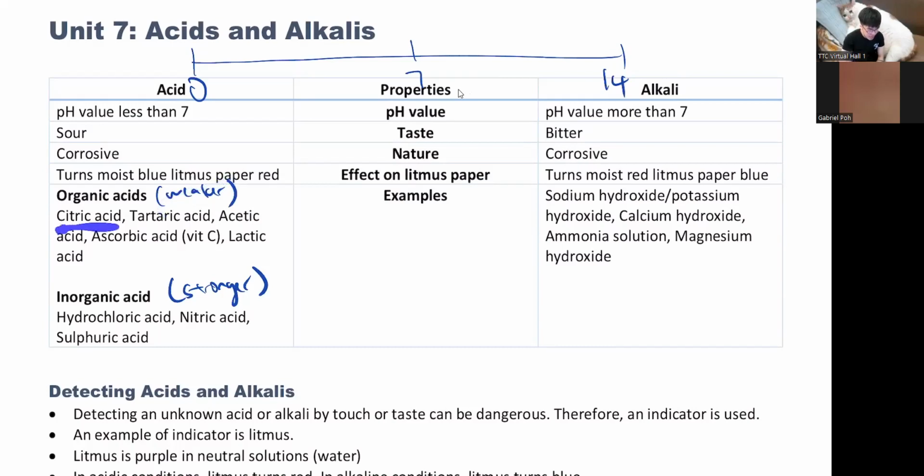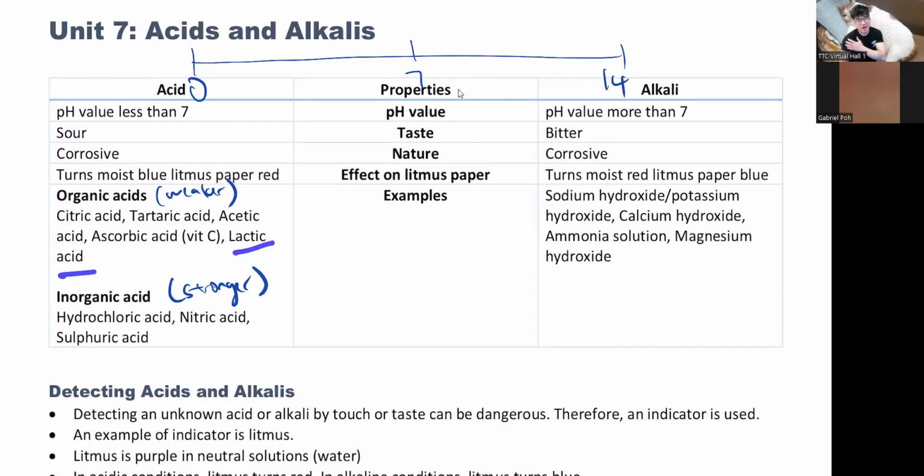Like for example, citric acid. This is the acid found in your lemon juice or any citrus fruit, any sour fruit, you will have this. All right, tartaric acid, acetic acid. This is in your, what was it again? Vinegar. Okay, your vinegar, the vinegar your mom used for cooking. That's your acetic acid, right? And then of course you have your ascorbic acid. This is your vitamin C.